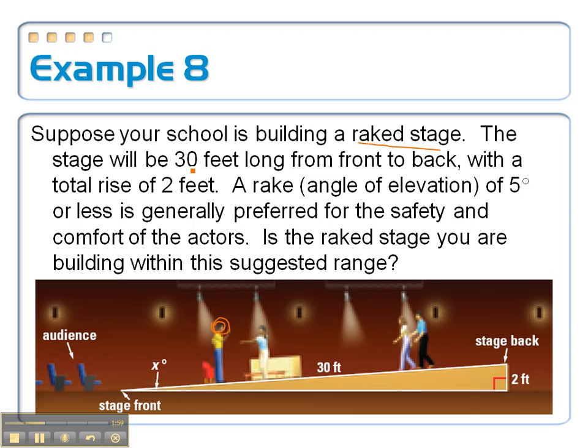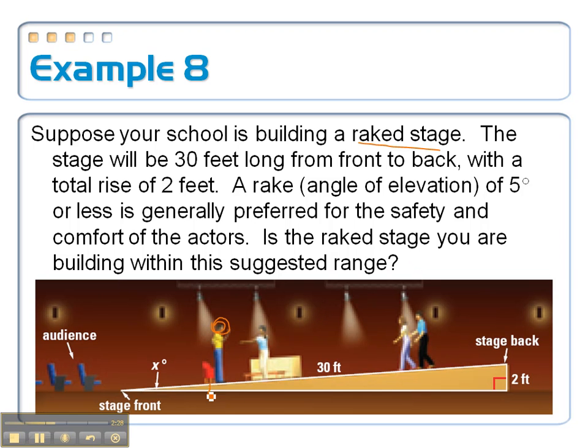It says that the stage is going to be 30 feet long from front to back with a total rise of 2 feet, as you can see here. A rake, which is an angle of elevation of 5 degrees or less, is generally preferred for the safety or comfort of the actors. So if it was bigger than that, people would be all wobbling, feeling like they're going to fall off, or maybe they just would fall off. Is the raked stage that you're building within this suggested range?